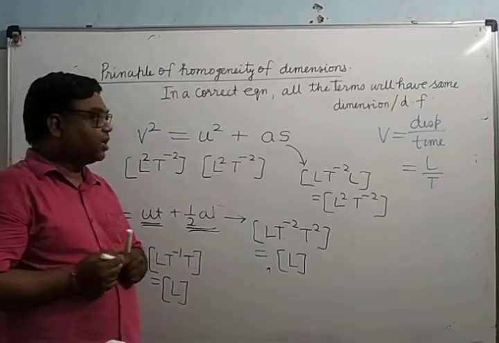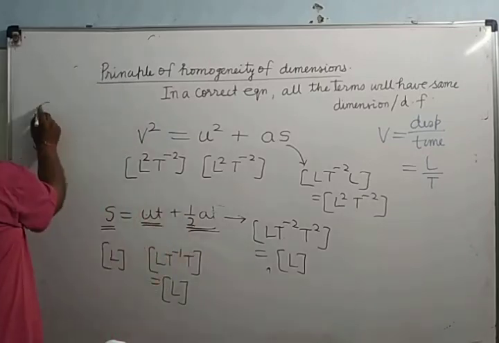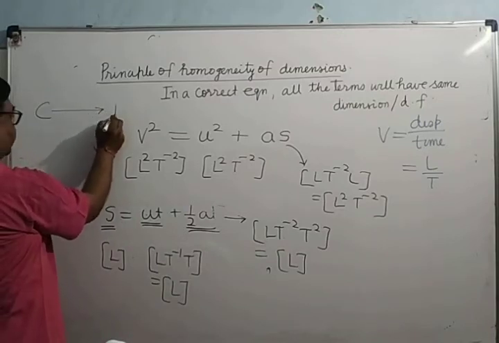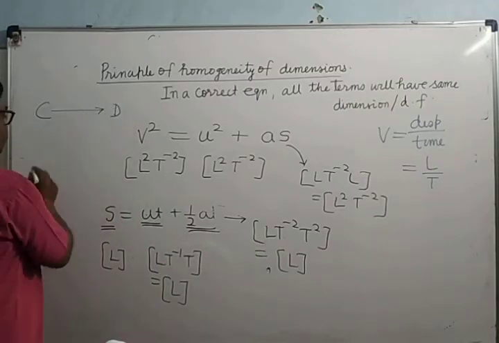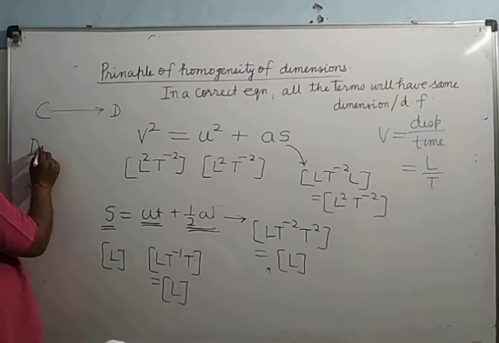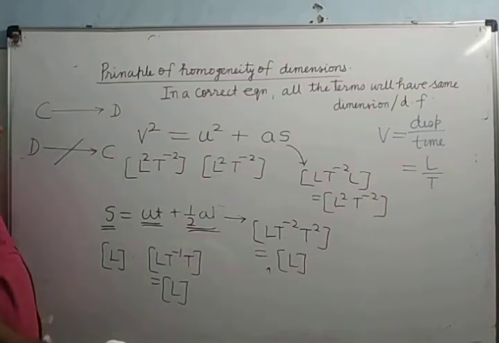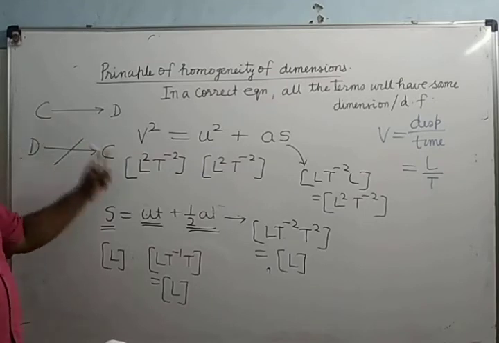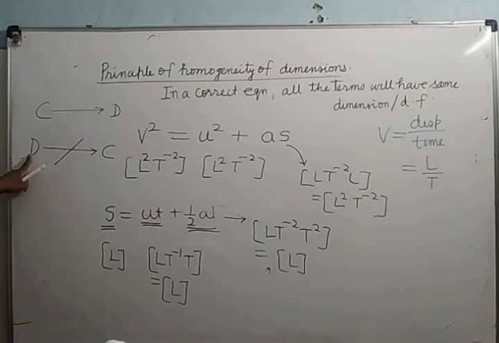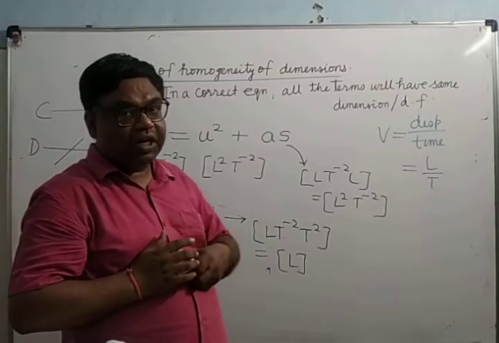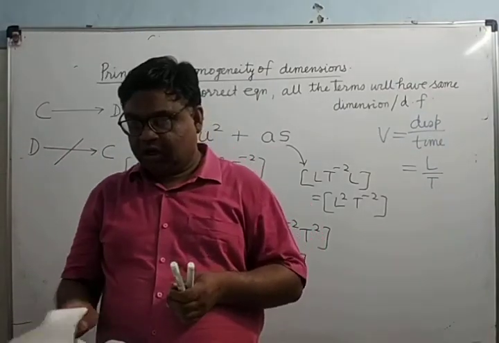So every correct equation must be dimensionally balanced. But every dimensionally balanced equation need not be correct. Need not means it may be correct or it may not be correct. Every correct equation must be dimensionally balanced, but every dimensionally balanced equation need not be correct. Both things are possible.